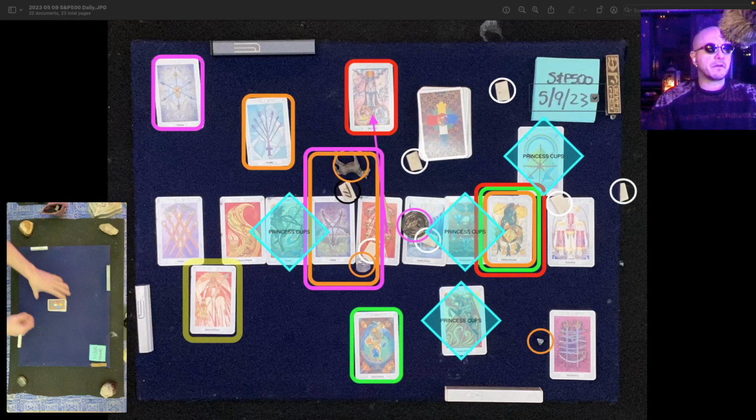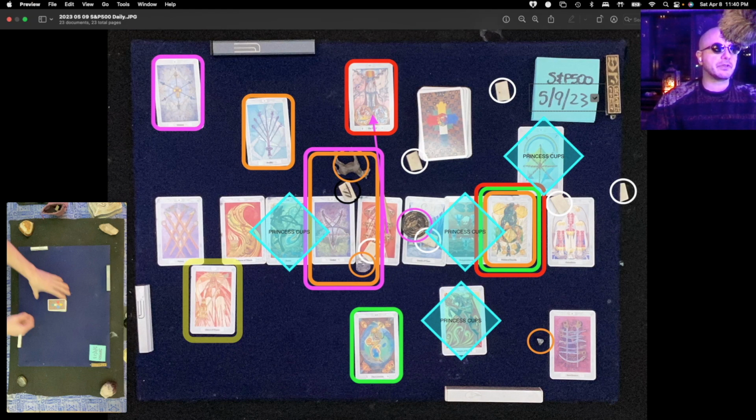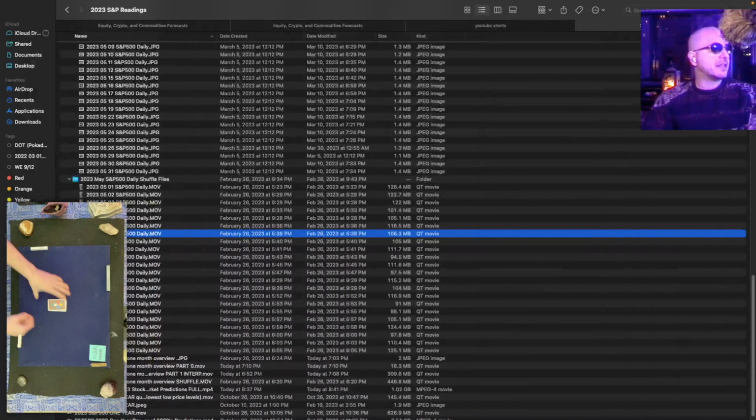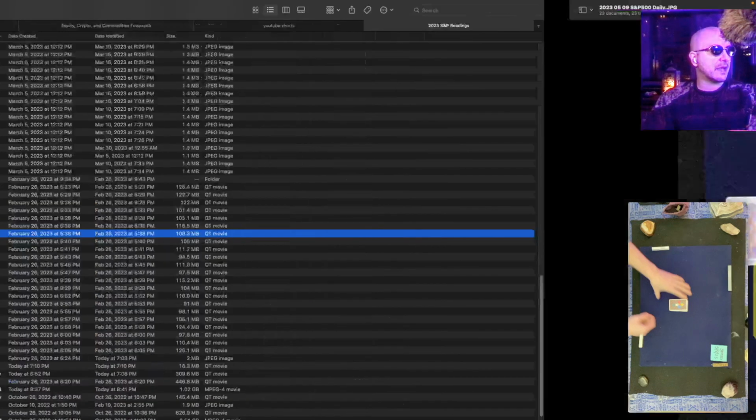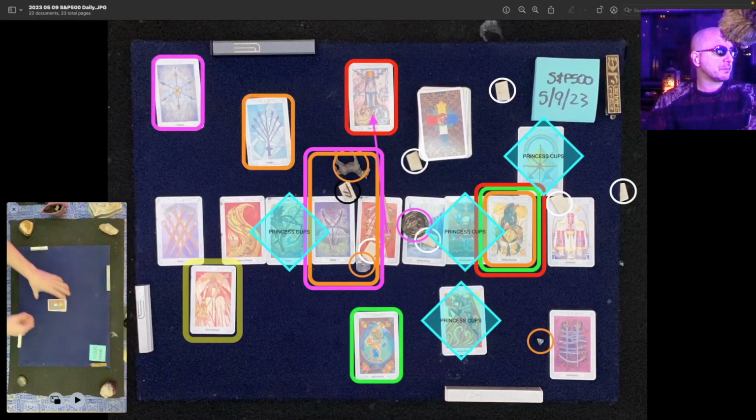This is the S&P 500 one-day reading for May 9th, 2023. It's currently April 8th, 2023, 11:40 p.m. Eastern Time. And the shuffle file we're about to play was created on February 26th, 2023 at 5:38 p.m. Eastern Time. That's this file right here.